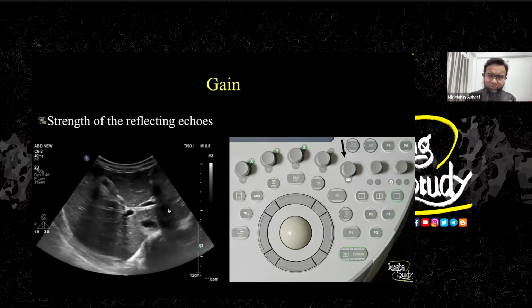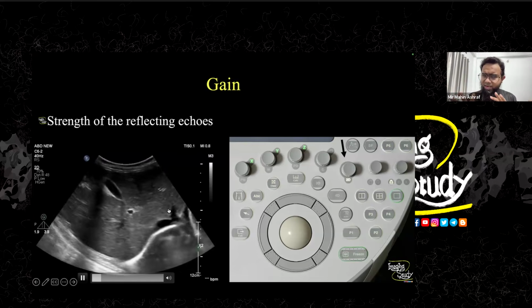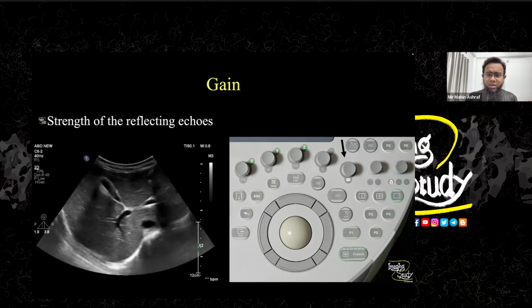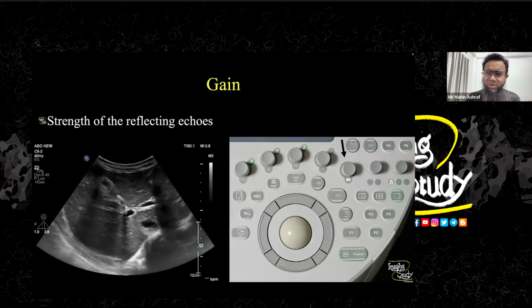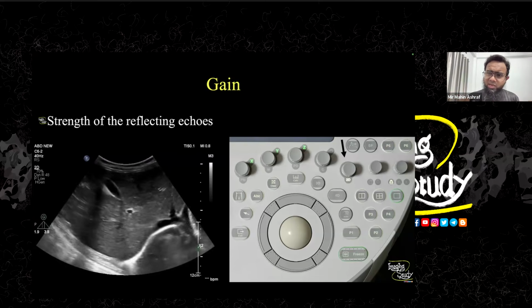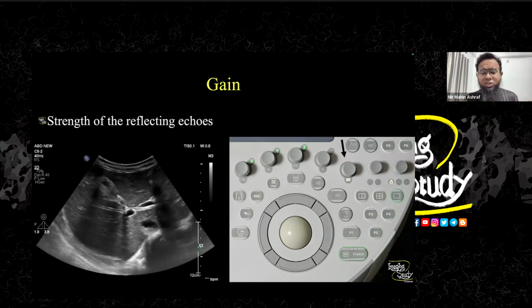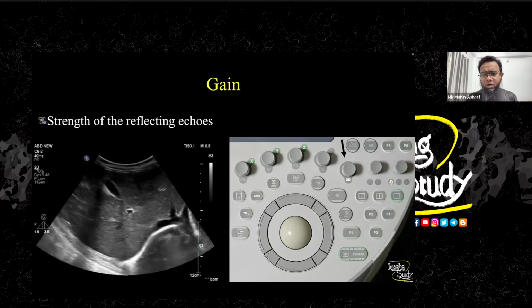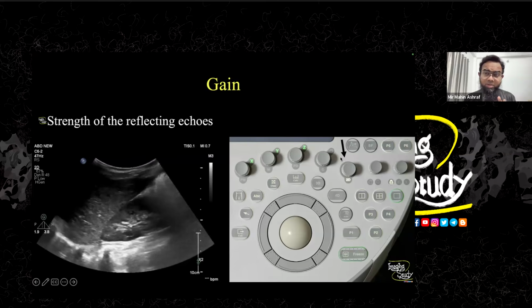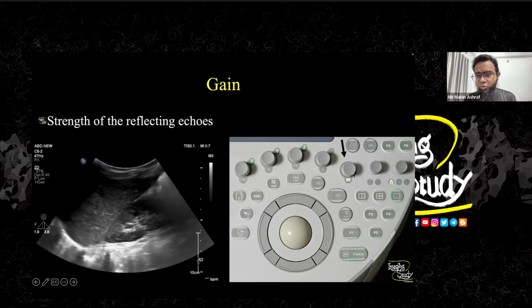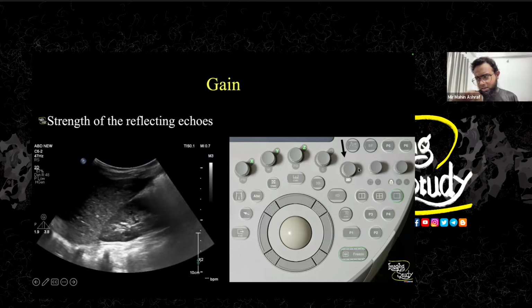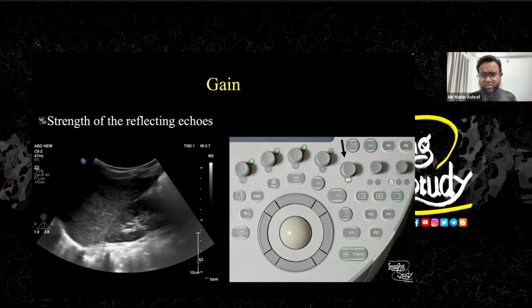In case of ultrasound, to make it easy for you, gain is similar to brightness adjustment. If you increase the gain, the picture will get brighter. If you decrease the gain, the picture will get darker. There is a gain button on your machine, like on my machine, this 2D option. If you rotate it in any direction, the gain will get increased or decreased.